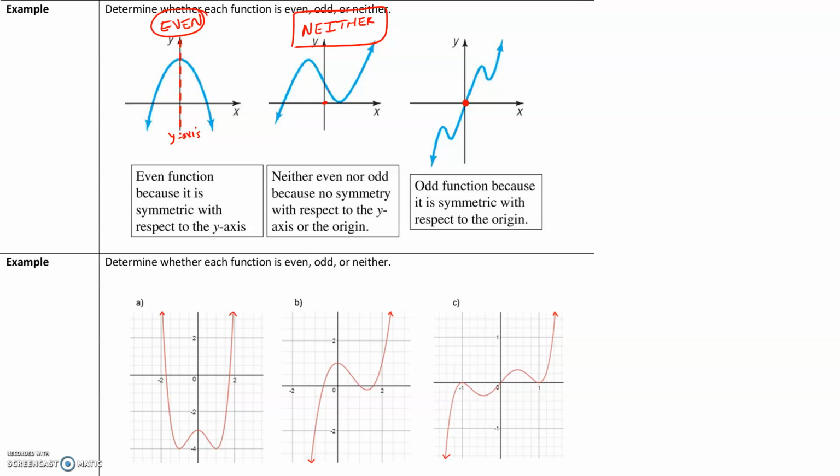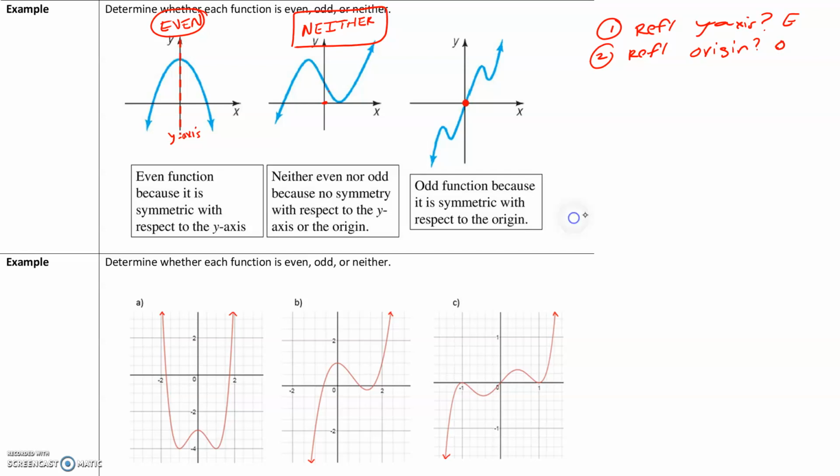Okay, lastly, let's take a look at this one. So we've got to check two things. One, do we have a reflection about the y-axis? If so, that makes it even. Then we've got to check, do we have a reflection about the origin? If so, that makes it an odd function. If it's not either of these, it's going to be neither.